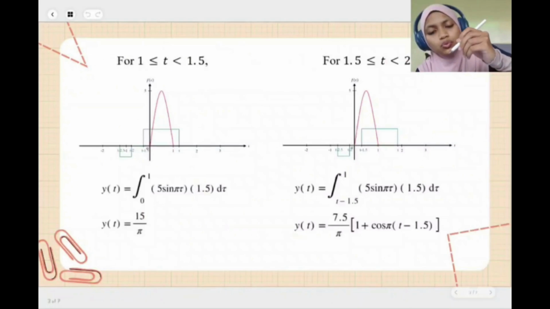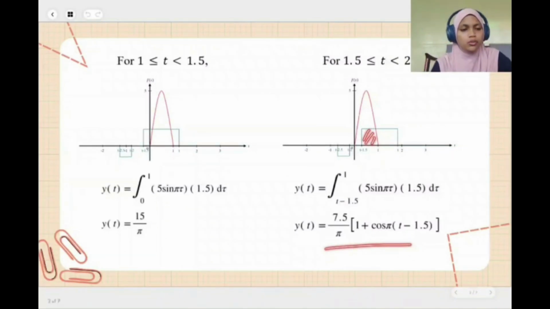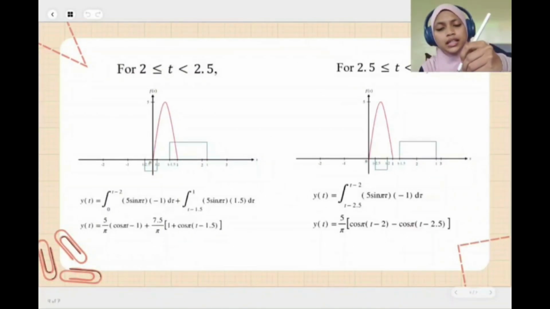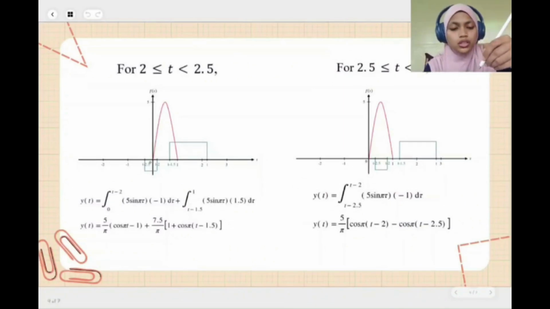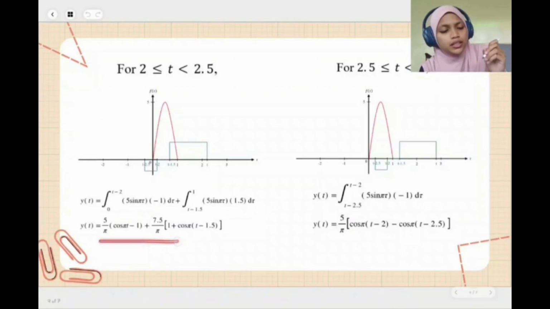And then next, t between 1 to 1.5, there is an overlapping from 0 to 1 here inside. And then we will get y(t) is 15 over pi. Next, t between 1.5 to 2, there is overlapping also. As we integrate as usual with respect to tau, we get y(t). And for t between 2 to 2.5, as you can see, there will be two parts overlapping here. So there will be two integrations, from 0 to t minus 2 and from t minus 1.5 to 1 here and here. And then we get y(t) here.